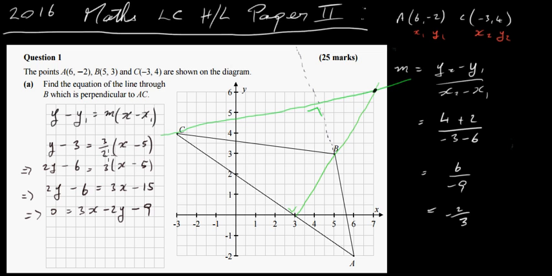So all we've got to do now is just manipulate this formula here, multiply across by 2. So multiply across by 2 here, we get 2y minus 6 is equal to 3 times (x minus 5), and so on. You end up with the equation of this line here as 3x minus 2y minus 9 equal to 0. Okay, this is actually one of the altitudes of this triangle. So we're going to use that in the next part of this question.